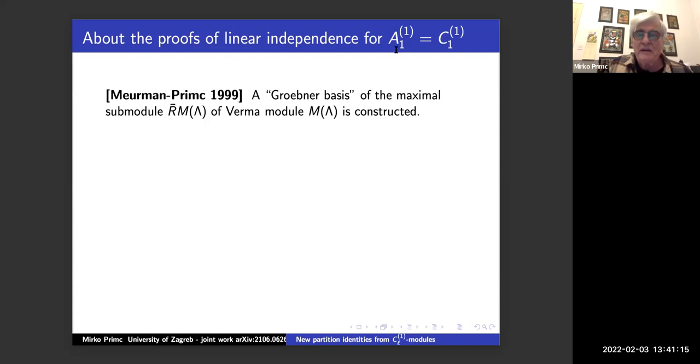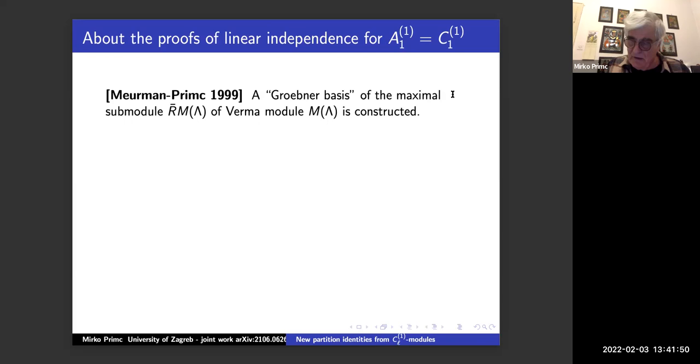About the proof of linear independence for A1(1) equals C1(1). So here is an interesting thing, that our conjecture is for C2 and up, but the real beginning is A1(1), and this has been done. And so the first theorem I was mentioning was proved by constructing a Gröbner basis of the maximal submodule R bar n of lambda over the Verma module M of lambda.